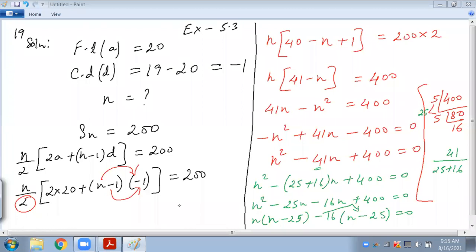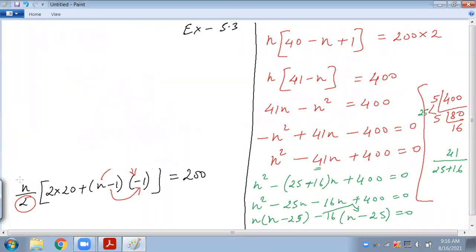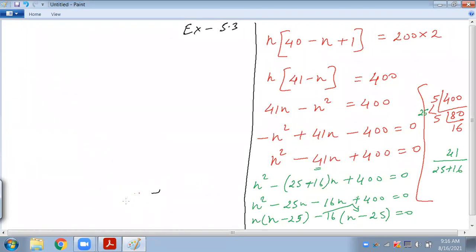Okay, so it is understood. So I'm rubbing the first part. Okay, so what did you get?